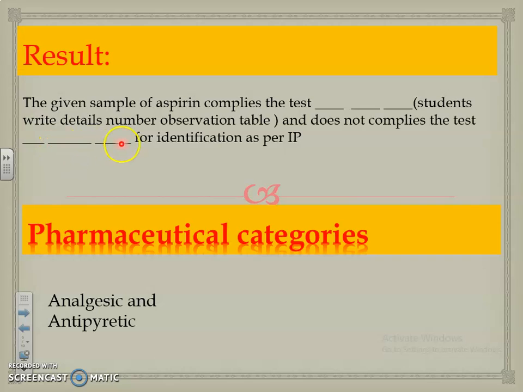We have to write the name of the test in the blank spaces provided in the result format. If tests A and B comply and C does not comply, then in the first blank we fill in tests A and B as complying, and in the next blank we write C as not complying, for the identification test of paracetamol as per IP. The pharmaceutical category of paracetamol is analgesic and antipyretic. So this is all about the identification test of paracetamol.